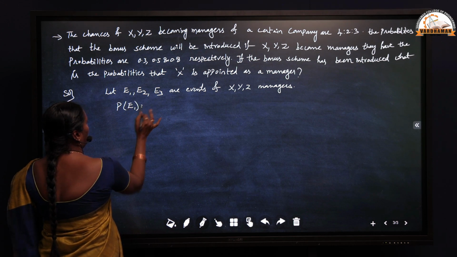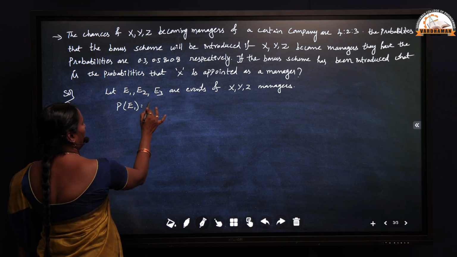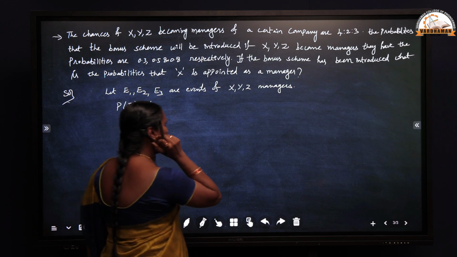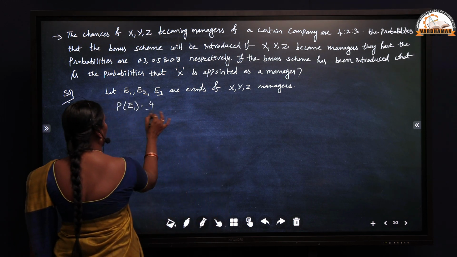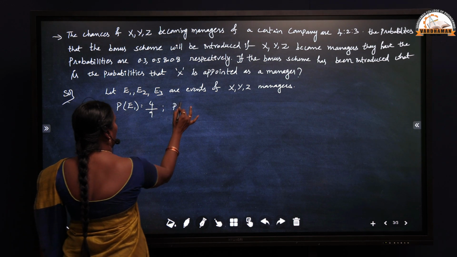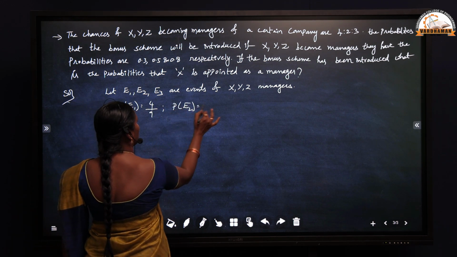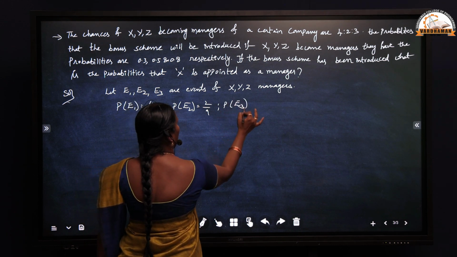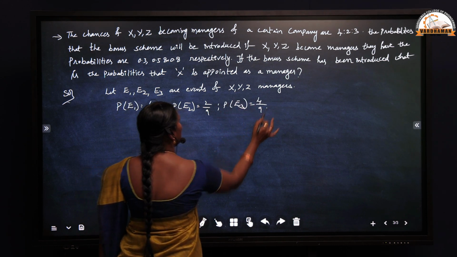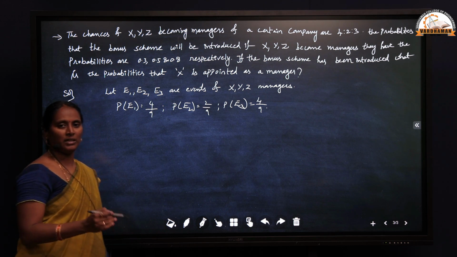As per the given data, what is P of E1? It is 4 plus 2 plus 3. 4 plus 2 is 6, 6 plus 3 is 9. So P of E1 is 4 by 9. And P of E2 is what? 2 by 9. And P of E3 is what? 3 by 9. So the event which has already happened, the success event, is there in the given problem.